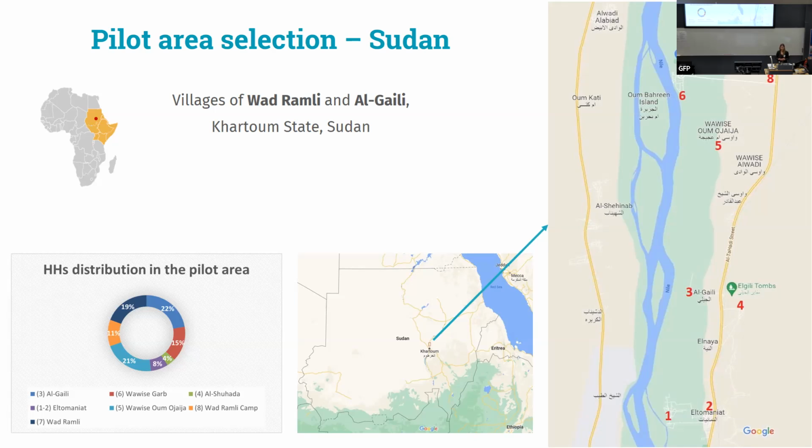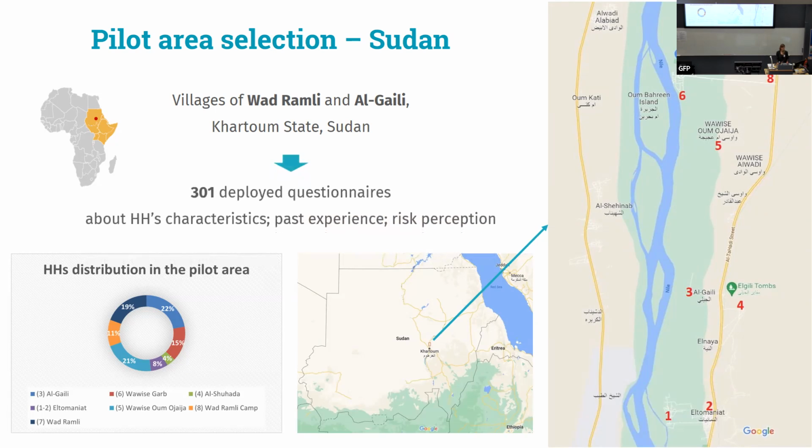So we discussed and selected with stakeholders and also IGAD itself the possible location where to conduct this research. And these two villages, Wad Ramli and Al-Jaili, in the Khartoum state of Sudan, were selected. So with the help of data collectors, we deployed more or less 300 questionnaires that were divided into 3 sections.